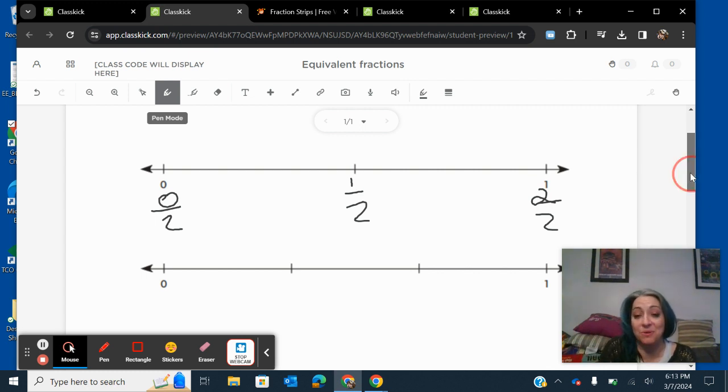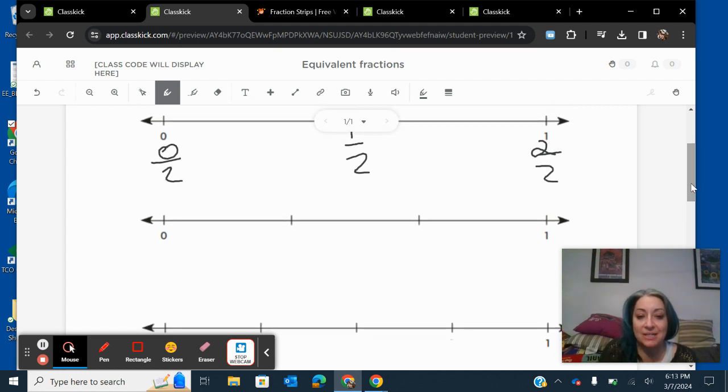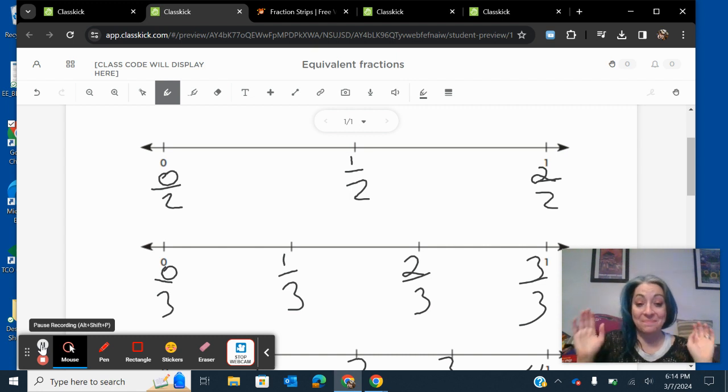I'm not going to make you watch me write the rest of these, but we are going to use this number line to take a look at using number lines to find equivalent fractions. So I'll see you in just a second. All right, I'm back. I've labeled the number lines. So let's talk about another way that you can look at equivalent fractions.